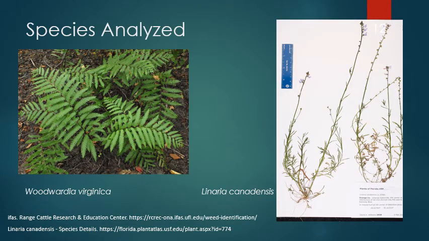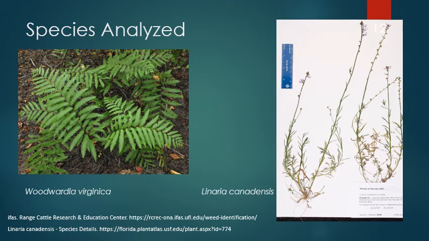And here we have 2 more of the species analyzed, for a total of 4. Another fern on the left, Woodwardia virginica, a commonly found fern around the area. And then on the right, we have Linaria canadensis.